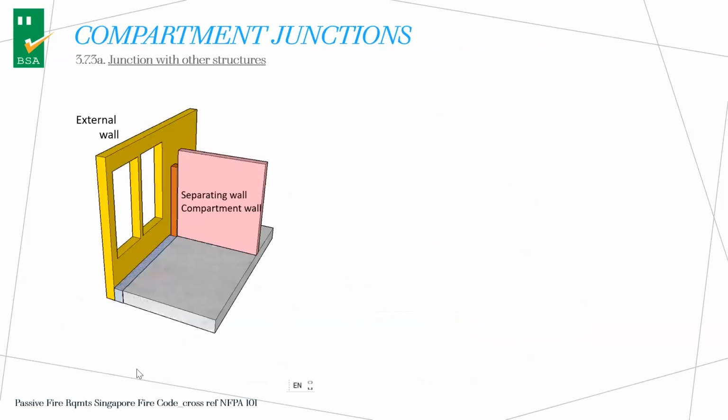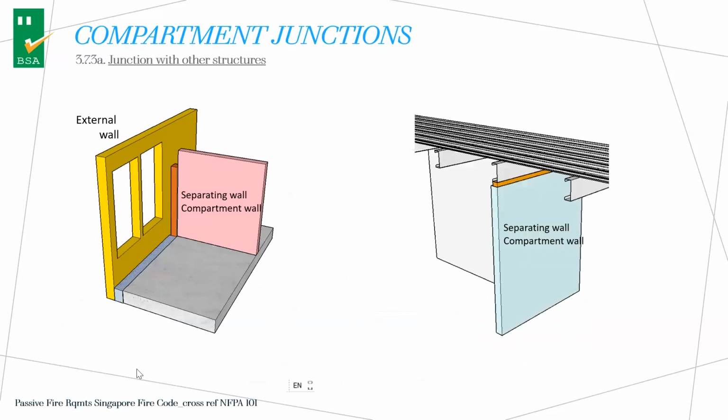Compartment walls also join to other parts of the building. For instance, a compartment wall can join to an external wall. A compartment floor can also be joined to an external wall. Similarly, compartment wall or separating wall join with the roof. So the requirement is all this junction must be bonded and fire stop. That's the word they use, bonded and fire stop.